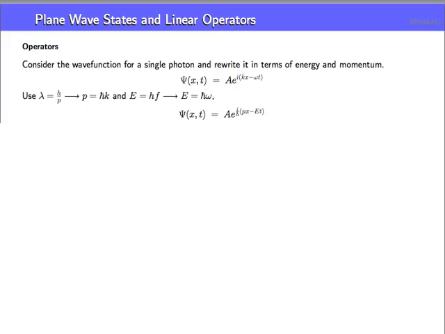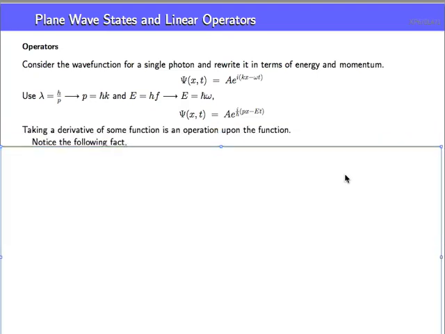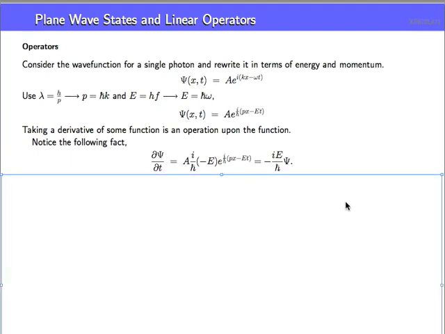Now what we want to do is take a derivative of this function and see what we get. So let's take a derivative of this plane wave state, which is a special state because it has definite energy and momentum. If we take a derivative with respect to time, we have the A out front, the amplitude, and we pull down the coefficient in front of the t, which is minus i over h bar times E. So we have that minus iE over h bar times the original function. That doesn't change. And notice that's just minus i over h bar times E times our original function psi.